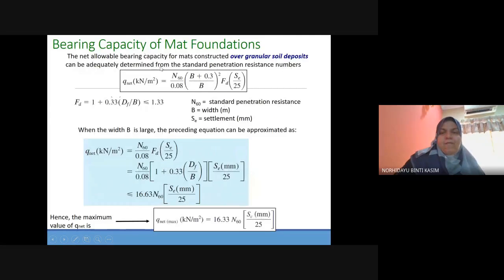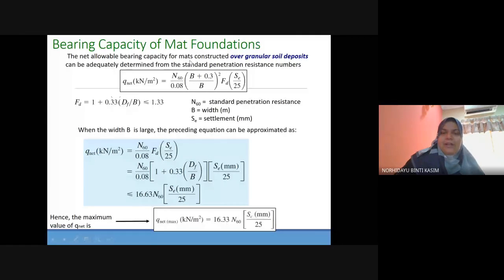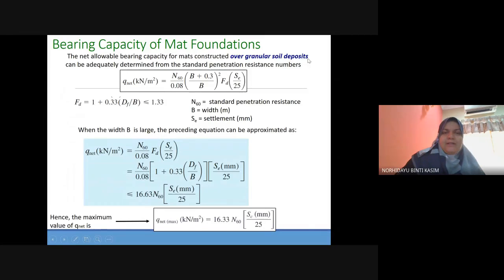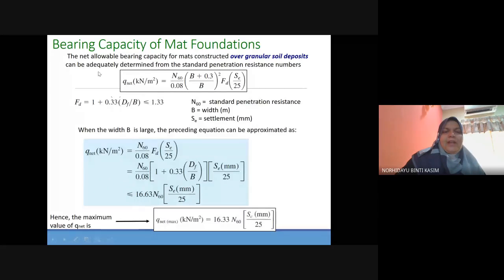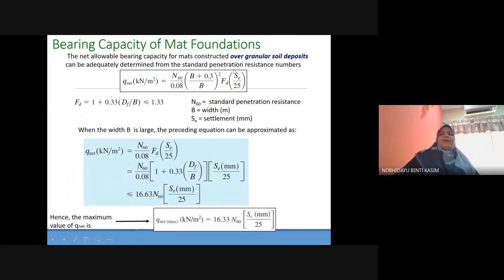The net allowable bearing capacity for a mat foundation constructed over granular soil deposit can be adequately determined from the standard penetration resistance number. When you do the SPT test, you will get the SPT N number. This one I will explain in the soil investigation topic.